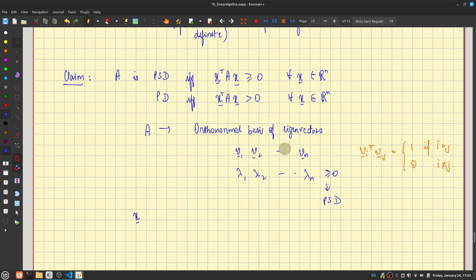Now remember that v1 through vn forms a basis for Rn, which means that if I take any vector x, doesn't matter which vector it is, I can write it as a linear combination of the basis vectors, the eigenvectors. So I can write it as the summation i equal to 1 to n of some alpha i vi, right?